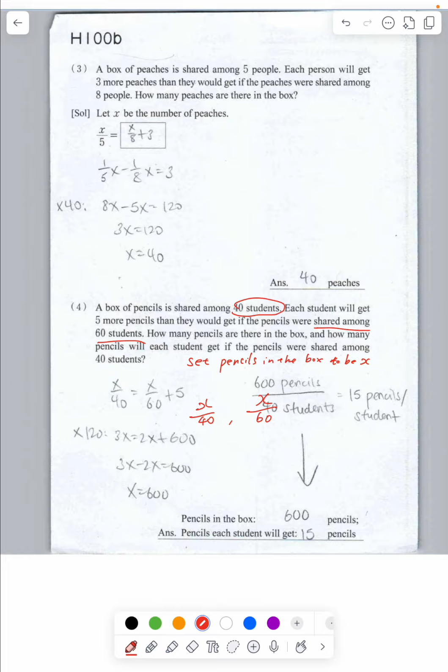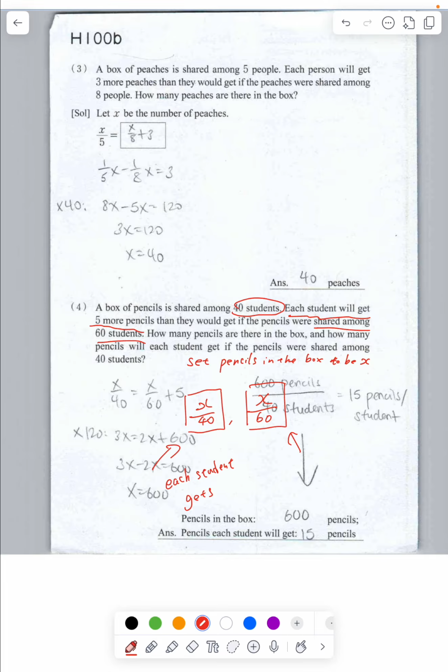So I wanted you to find out that this is when a box of pencils is shared among how many people? 40 students, right? This is when the same box is shared with 60. What's their relationship? Each student will be getting 5 more pencils than they would get if the pencils were shared among 60 students. And how do I represent it? First of all, what does this mean? This means how many pencils each student gets.